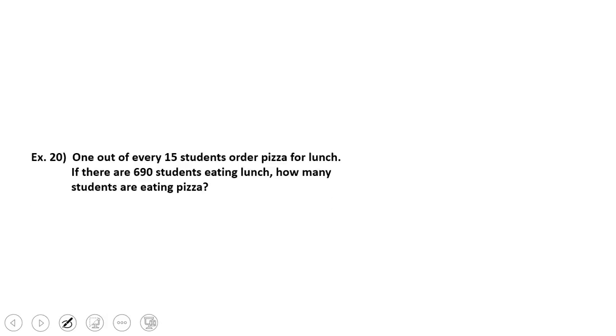And moving on to our last example of the night. 1 out of every 15 students ordered pizza for lunch. Well, that's a lot of pizza. If we have 690 students eating lunch, how many students are eating pizza? The probability of eating pizza is 1 out of 15. That's the probability that the cafeteria needs to order pizza sometimes. How many out of 690?